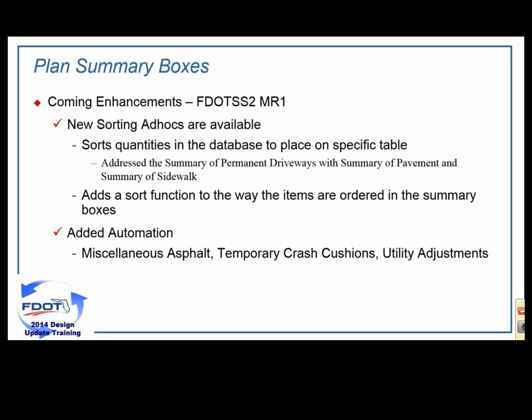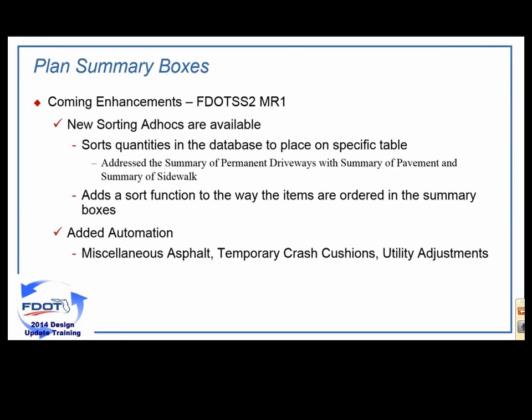Okay, added automation. I've already talked about the miscellaneous asphalt. We also have the summary of temporary crash cushions, and that one doesn't have any quantity information, but it is required to have the design type information in order for construction to be able to choose the correct type of crash cushion that is needed at each location. I've set that up now so that you can use that for the temporary crash cushions.